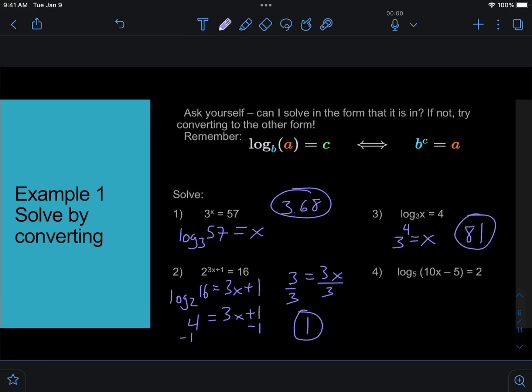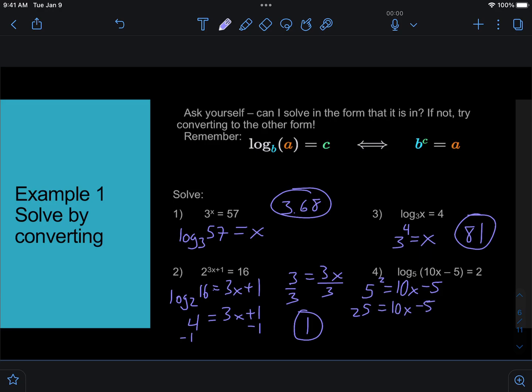All right, and then the last one, same idea here. It looks like maybe if I convert this into its exponent form, that might work. So this is going to change to 5 squared equals 10x minus 5. And can I simplify anything? Yeah, 5 squared, I can replace that with a 25. So 25 equals 10x minus 5.